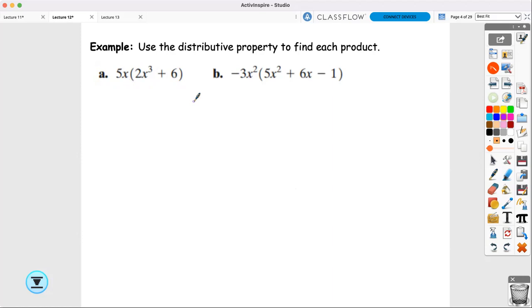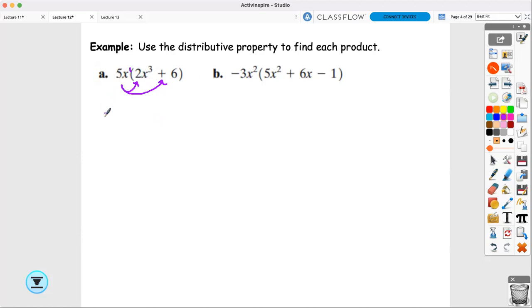Distributive. Yes, distributive. Hashtag nerds, that is. We're going to distribute that 5x to everything inside the parentheses. Luckily, we know how to multiply coefficients and we know what to do when we have the variable. Don't forget the invisible one there.